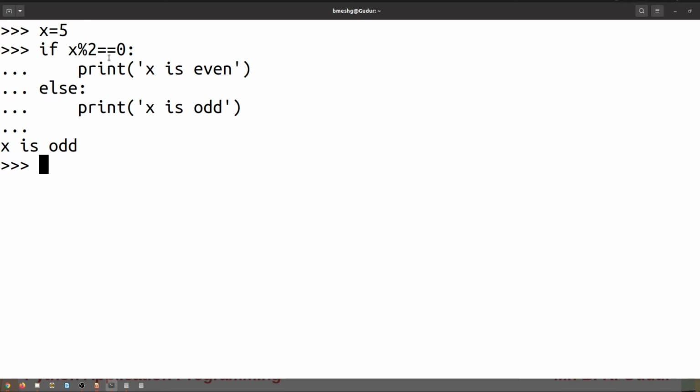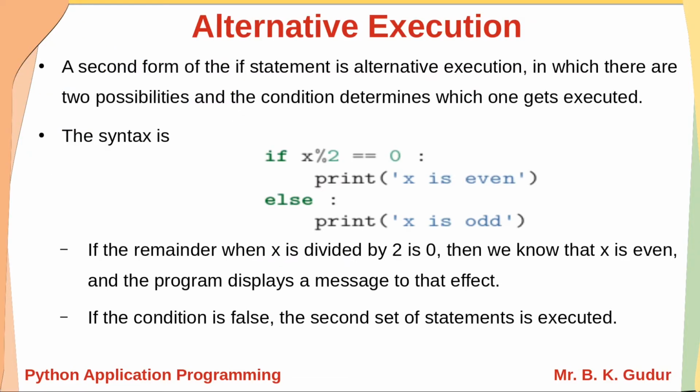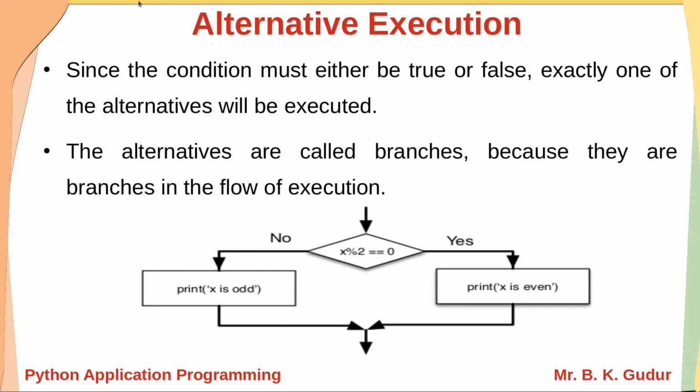So if there is a condition followed by a colon, and if more than one statement is there, all statements should be properly indented. And even in the else block, you can have more than one statement. It's a very simple thing. Alternative execution: you will have one condition. Based on one condition, there will be two alternatives, two possibilities. If the condition is true, I'm going to execute a statement or set of statements. If the condition is false, I'm going to execute another set of statements or a statement. Hope this is clear to all of you. Since the condition must either be true or false, exactly one alternative will be executed. And this is actually the flowchart for that. If the condition is true, then execute a block of statements. False, then execute another block of statements.